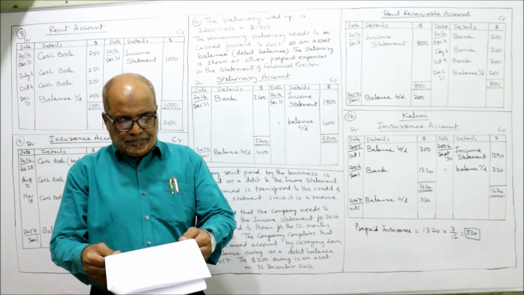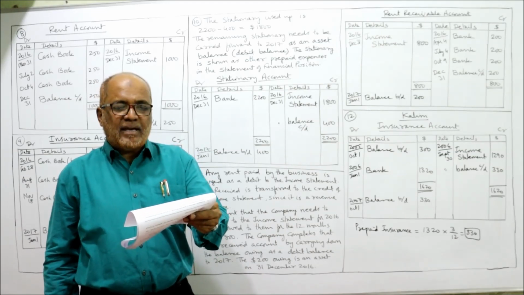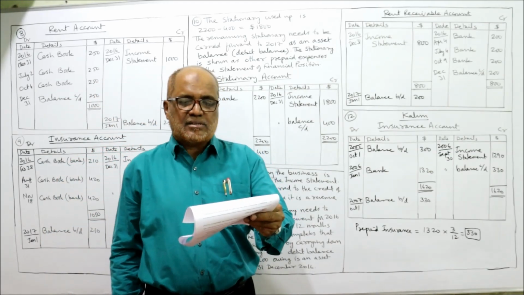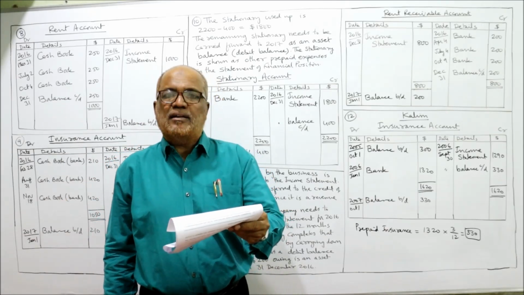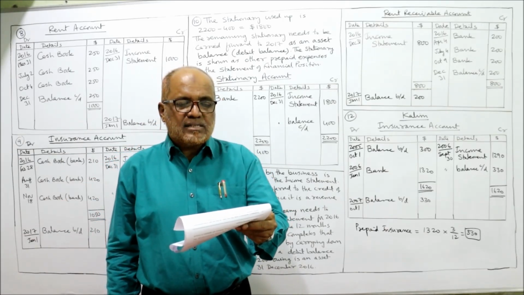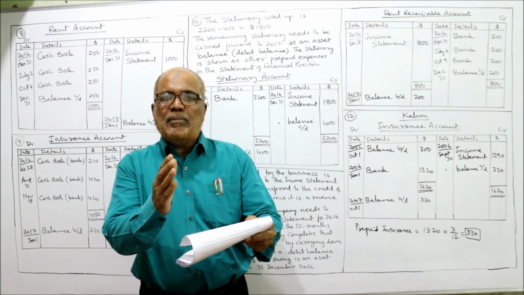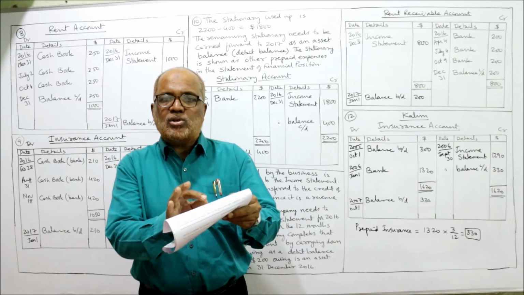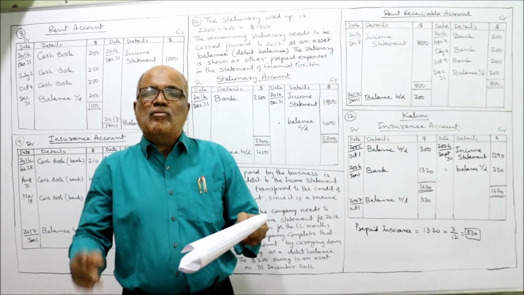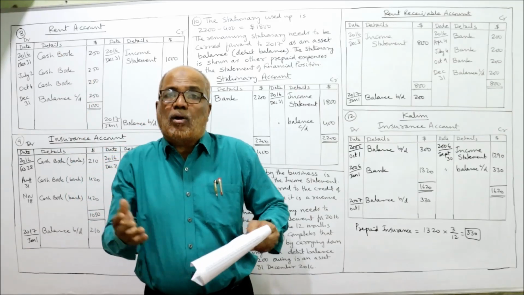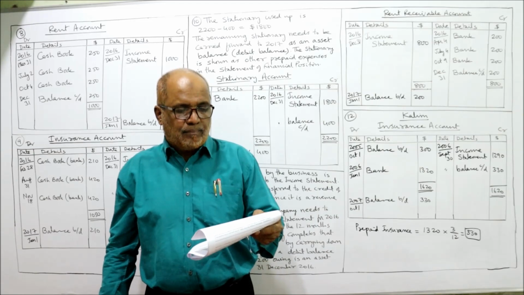Next, 12th problem. Kalim has a retail business and pays insurance on his premises. He pays an annual premium to the insurance company for the year ended 31st December, but prepares his accounts to 30th September. So Kalim is closing all the accounts on 30th September. But when the insurance premium is paid, it will be paid up to 31st December according to the rules of the insurance company.